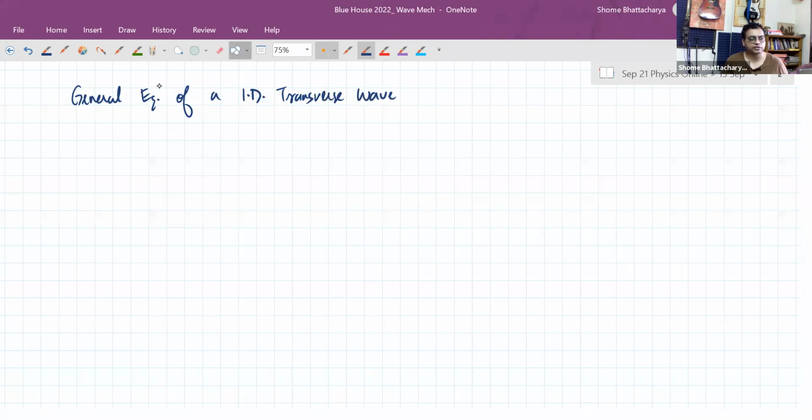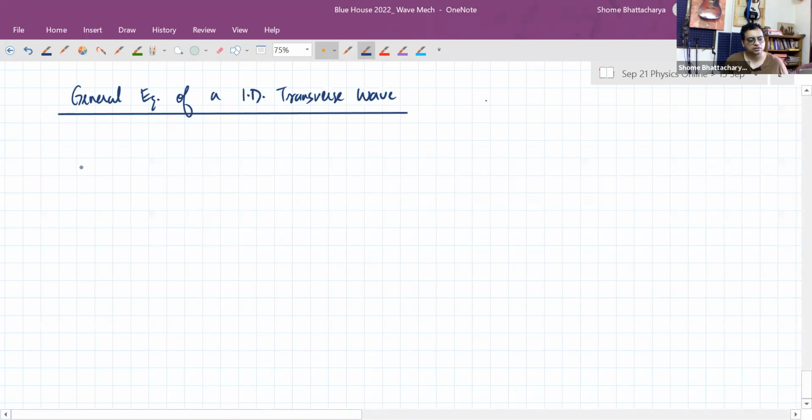It need not be a harmonic wave. A harmonic wave is a special case of that. Okay, so let's understand that. Before that, we will look a little bit at the graph transformation concept.